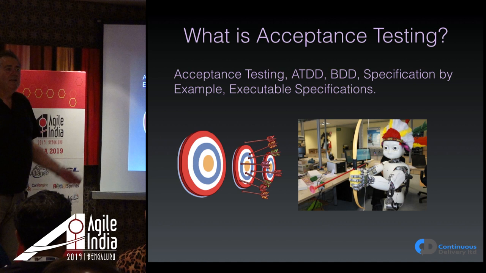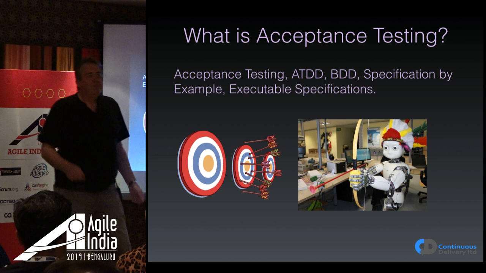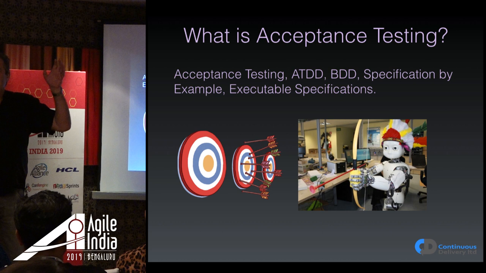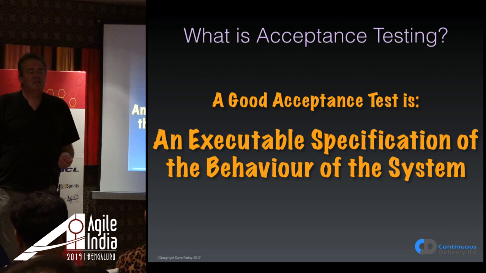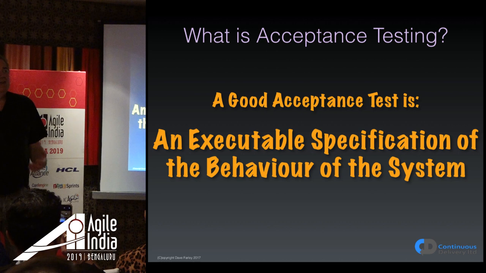I have a personal annoyance with the use of BDD, because BDD was originally designed to improve how we taught test-driven development, but now it tends to be talked about in the context of building high-level functional tests, which are good, but they're not enough. A good acceptance test is an executable specification for the behavior of the system. We're trying to capture desirable behaviors in our system in a way that we can work against those specifications to create a desirable outcome of some kind.